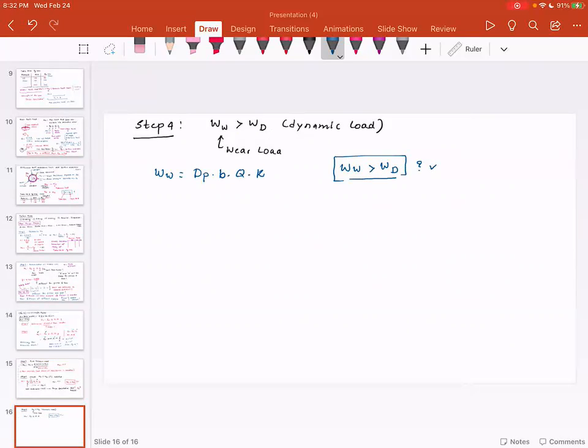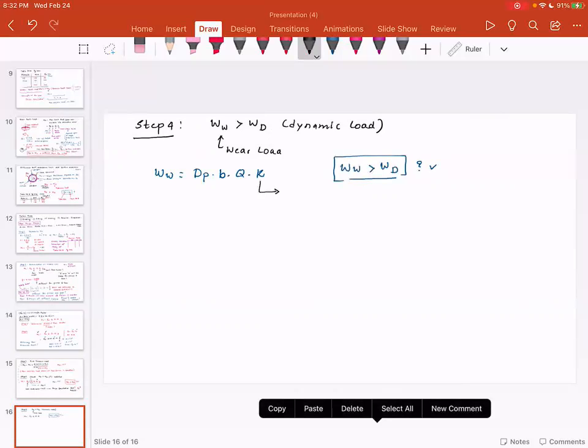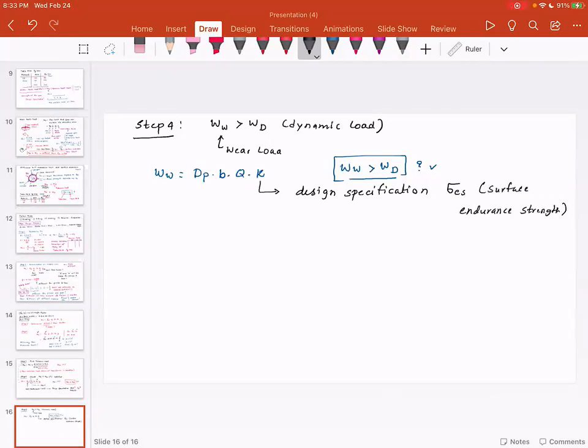And if this condition doesn't get satisfied, then we have no other choice than to increase the value of B, or we can play with the design specification. So K is the design specification because it depends upon sigma ES, which is the surface endurance strength, and that is how you will solve the problem.